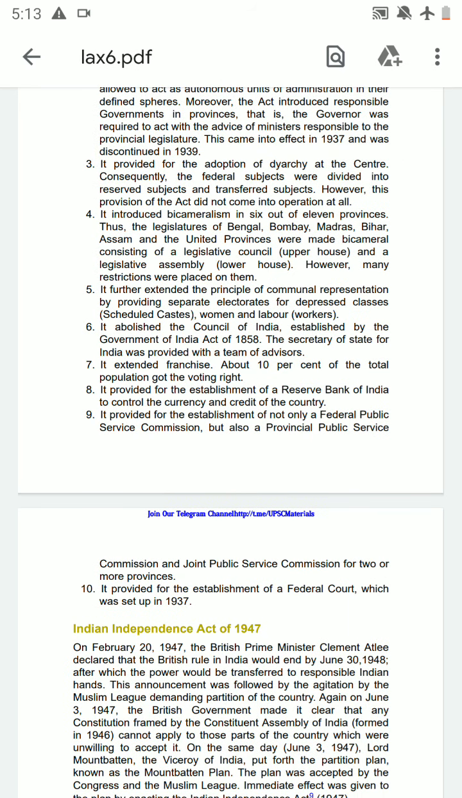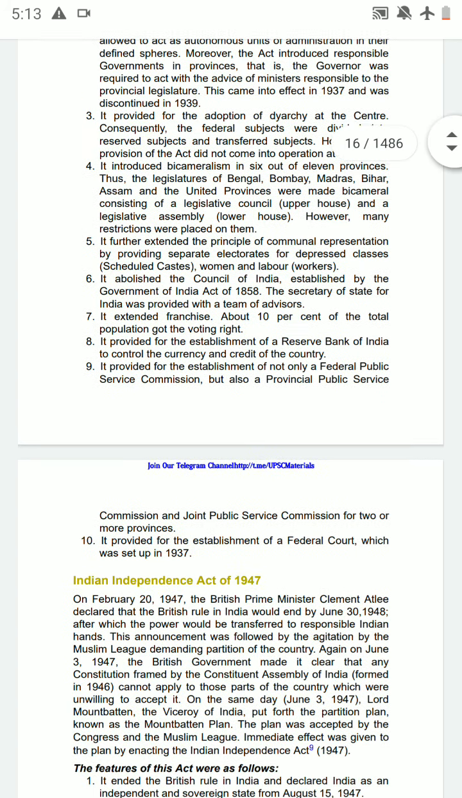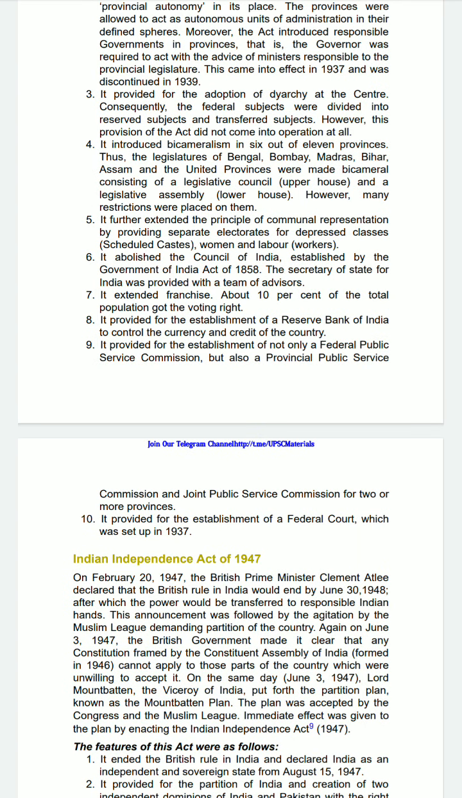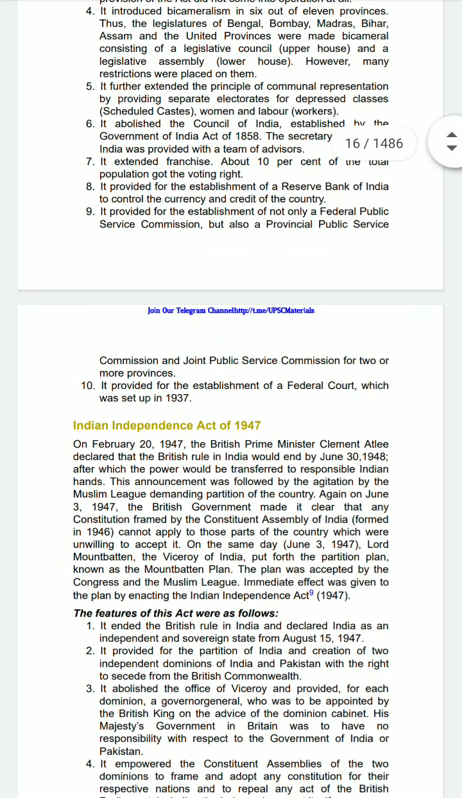It extended franchise. About 10% of the total population got the voting right. It provided for the establishment of the Reserve Bank of India to control the currency and credit of the country. It provided for the establishment of not only the Federal Public Service Commission but also Provincial Public Service Commissions and a Joint Public Service Commission for two or more provinces. It provided for the establishment of a federal court, which was set up in 1937.